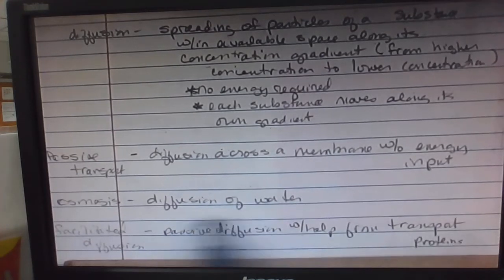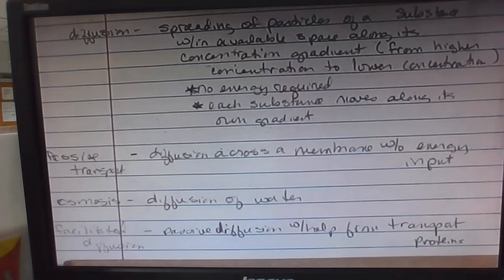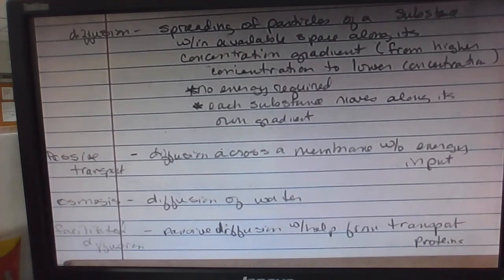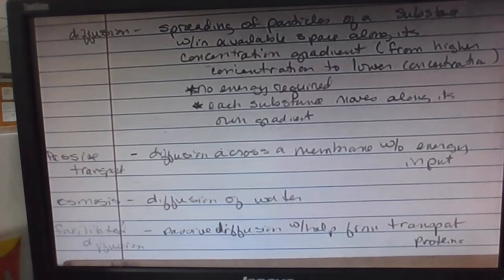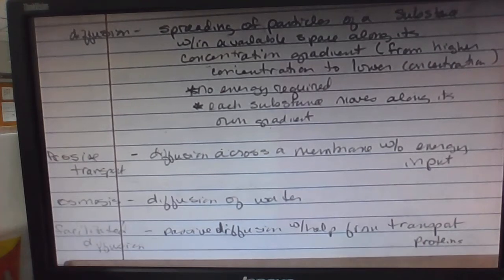So once again, going back to my example of the classroom, if the walls represent the cell membrane, the doors represent my transport proteins. So I open up the door and things can move freely in and out. I'm not forcing them to move, they're just able to move along their concentration gradient from higher concentration to lower concentration. Facilitated diffusion, passive diffusion with help from transport proteins.